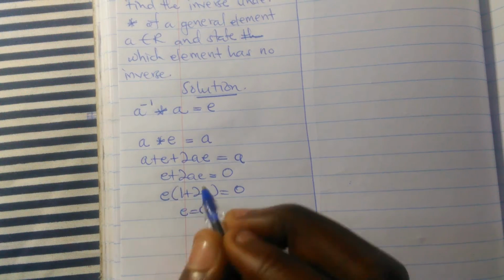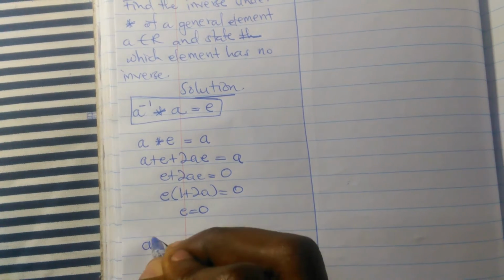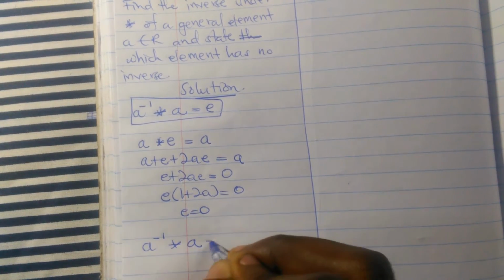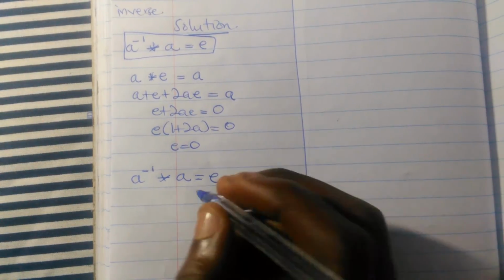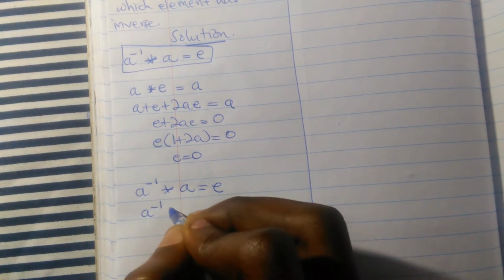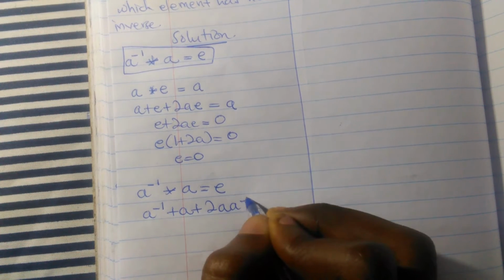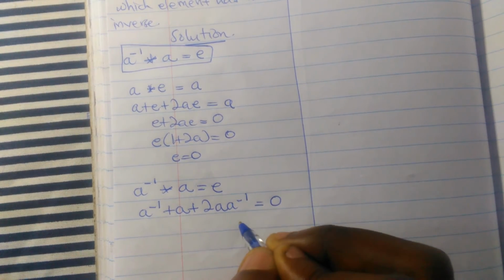So now let's get to this part again. Now, we have A inverse star the general element A itself to be equal to E. Solving this, we are going to get A inverse plus A plus 2A inverse A to be equal to the identity element, which is 0.